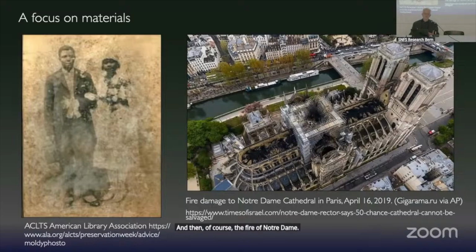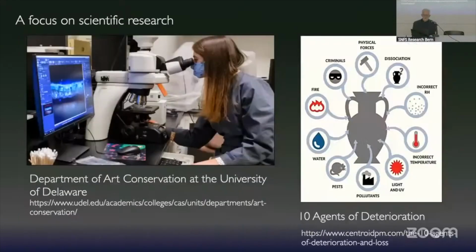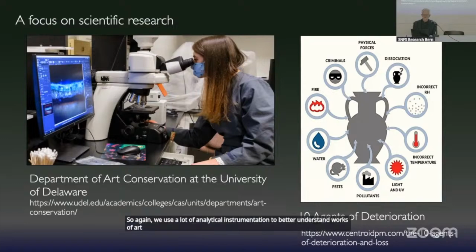We're looking at the built history, the materials, how it was deteriorated from the fire, the strength, the engineering, the architectural, and the rebuilding of it. So again, we use a lot of analytical instrumentation to better understand works of art and heritage objects, as you see here in the research lab at the University of Delaware, another graduate program in conservation.